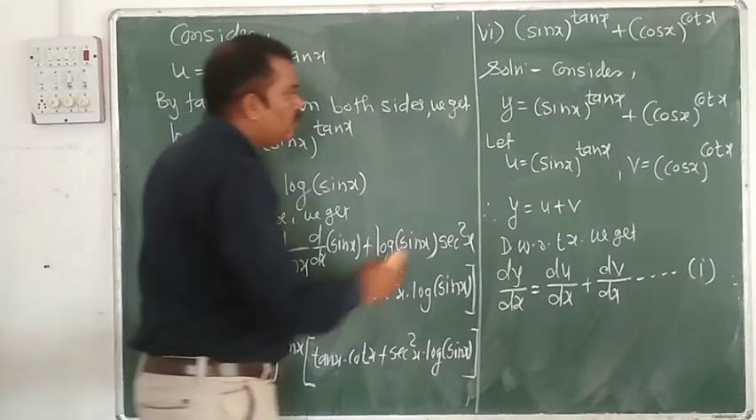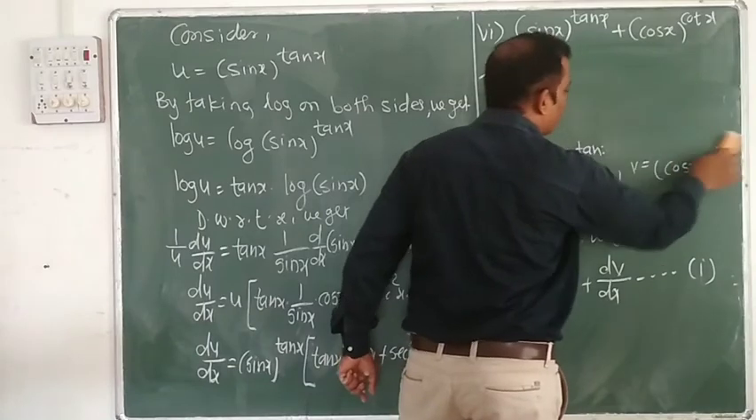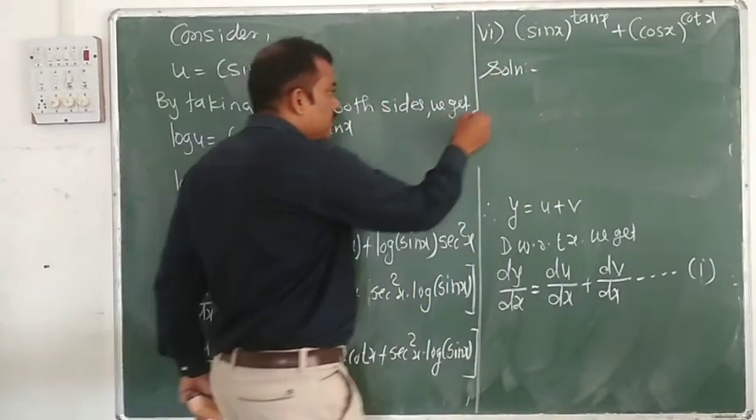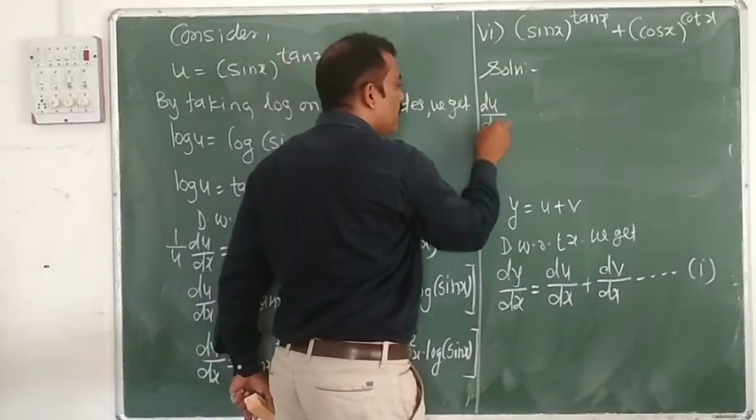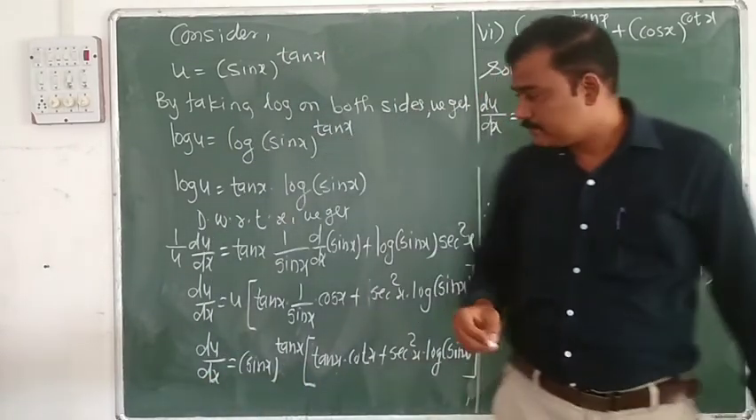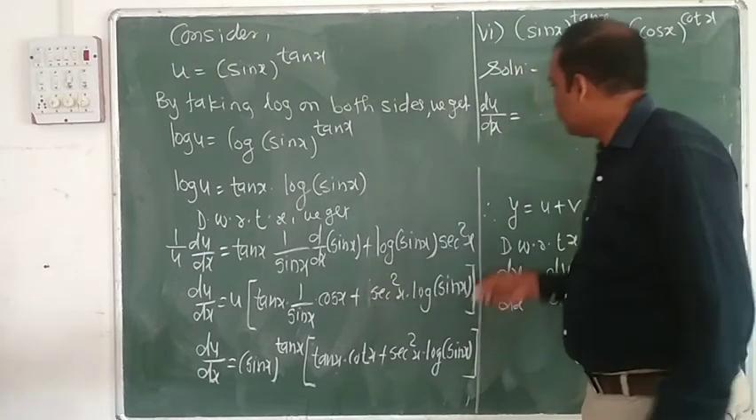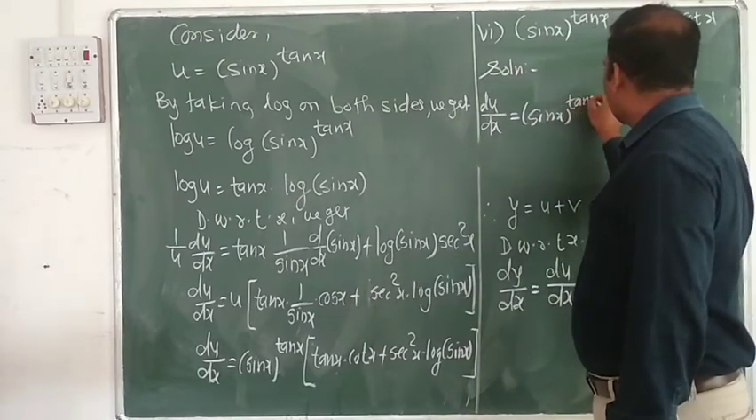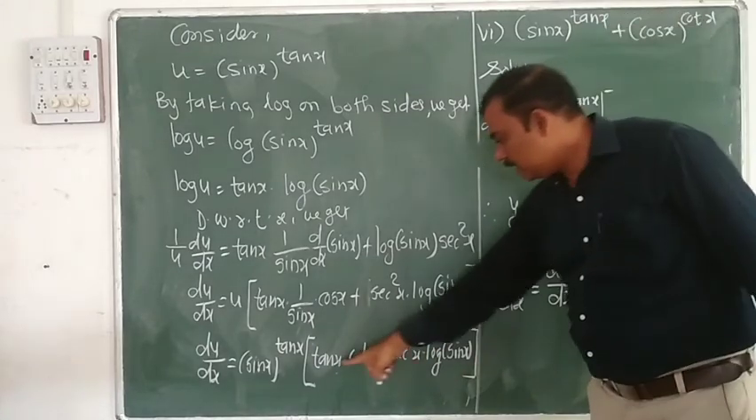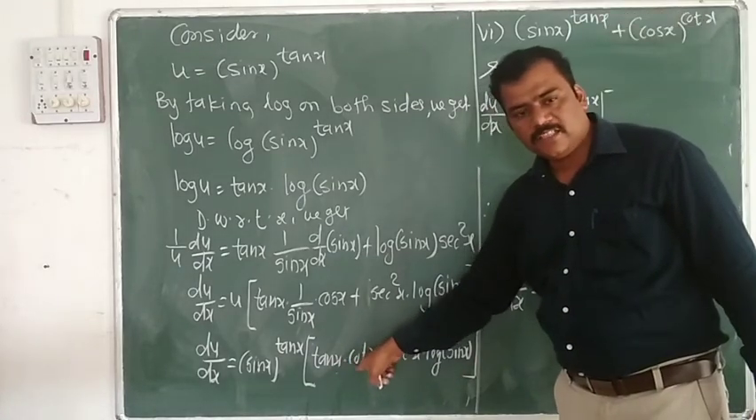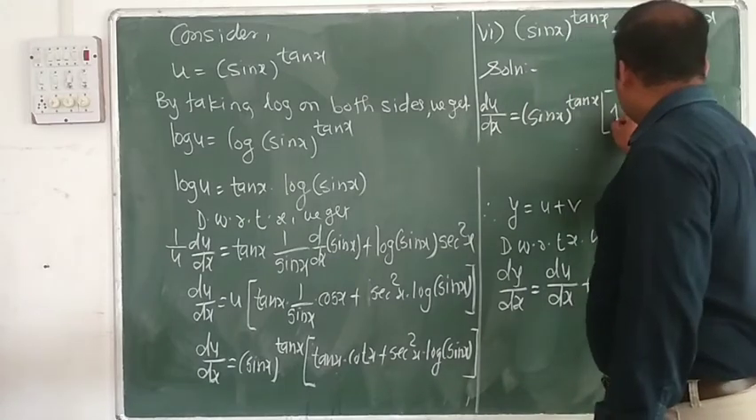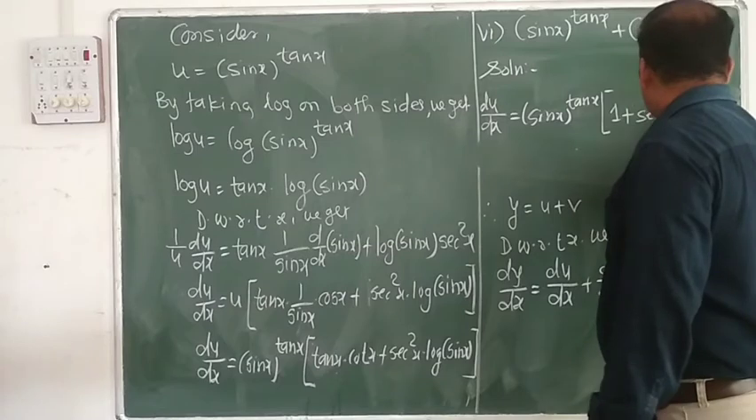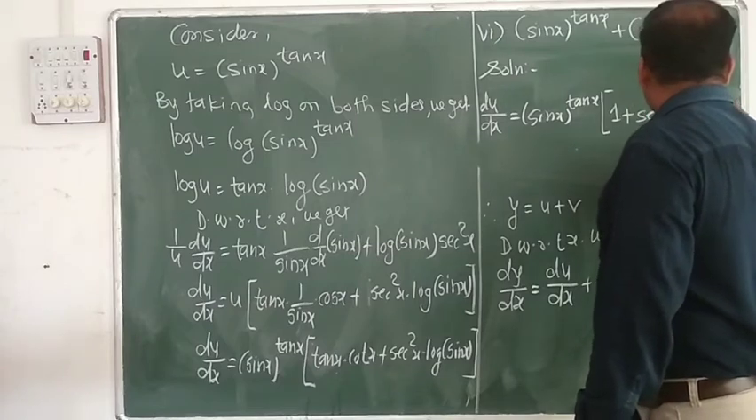So we get du by dx is equal to, see here, sin x raised to tan x into bracket tan x into cot x. The value of tan x into cot x is nothing but 1. That is 1 plus sec square x into log of sin x.